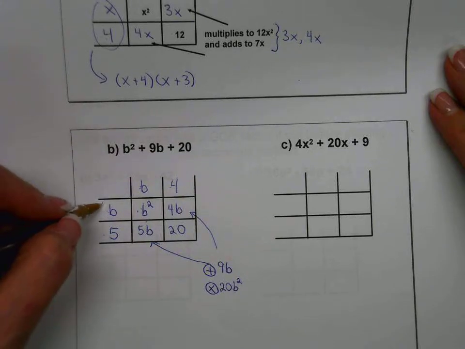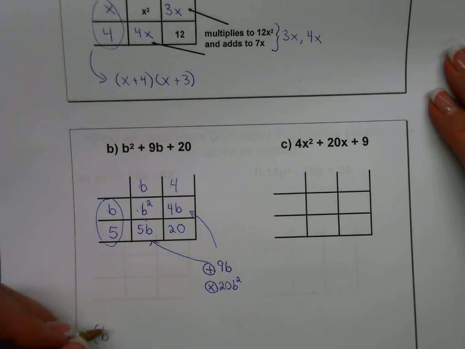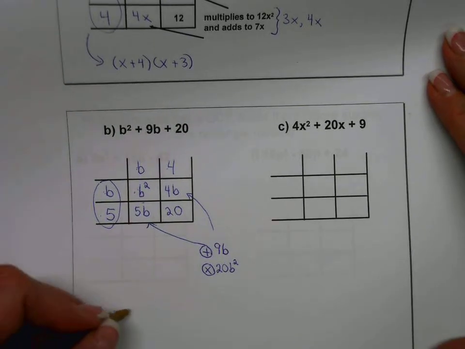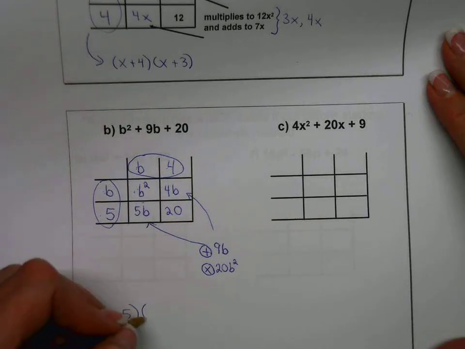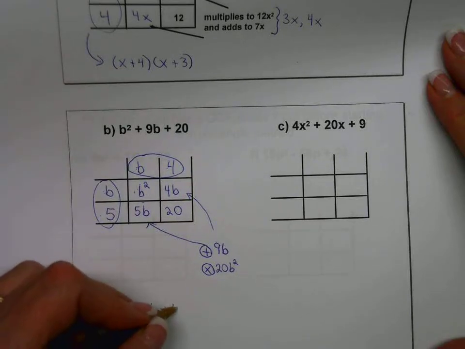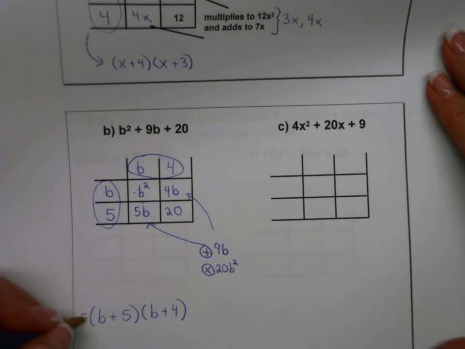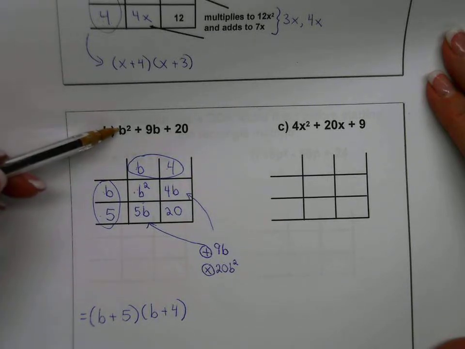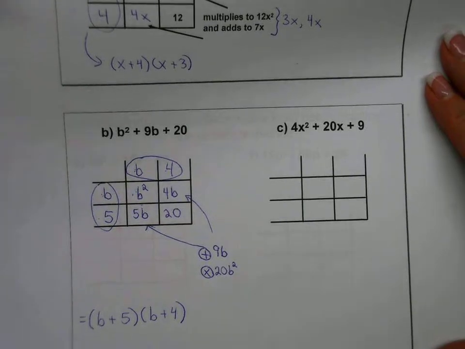That tells me that one of my dimensions of the rectangle is a b plus a 5. The other dimension of the rectangle is b plus 4. Together, written as a multiplication, equals the factored form of the original polynomial. So we're using the same logic as the algebra tiles without actually touching the algebra tiles.